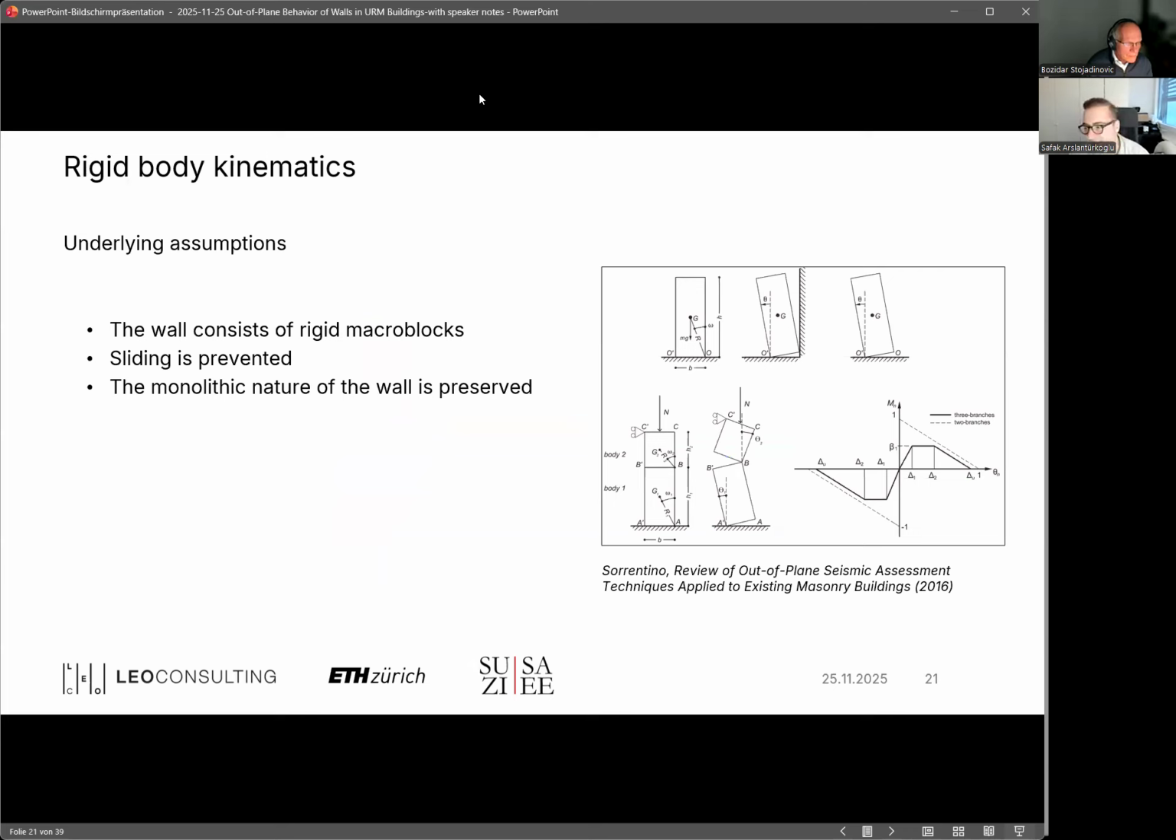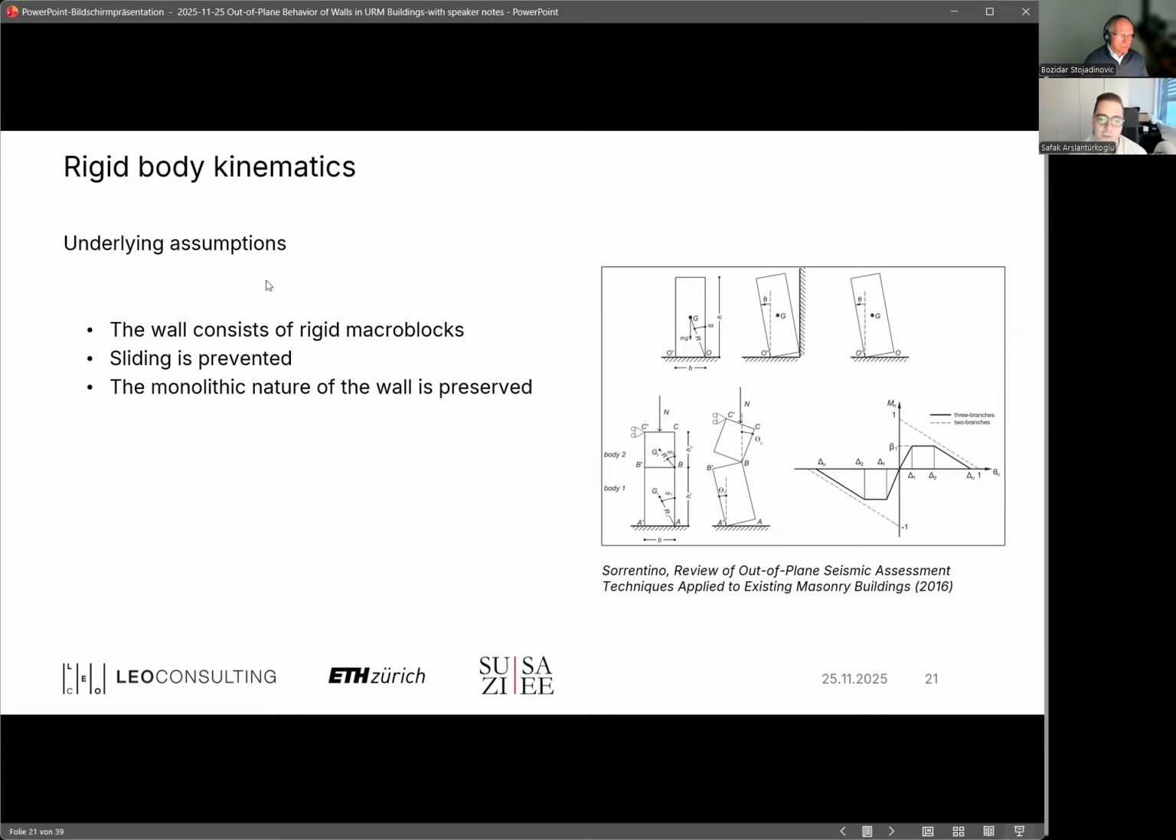The assumptions are that the wall consists of rigid macro blocks. So we may have different walls on top of each other over the height of the building. What we assume is that each wall or each portion of the wall is a rigid macro block. That is the first assumption. We also assume that sliding cannot take place in the wall, so sliding is prevented. That means the failure is a result of rotational movement, so no sliding is involved. And the last assumption is that the monolithic nature of the wall is preserved. That means even when we observe failure, a certain monolithic nature of the wall is going to remain.